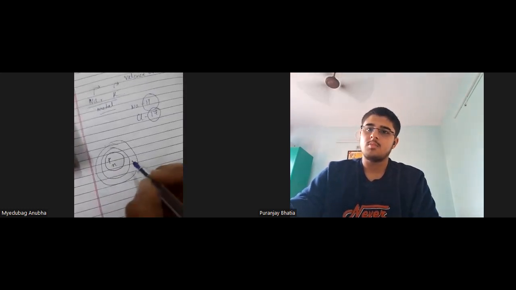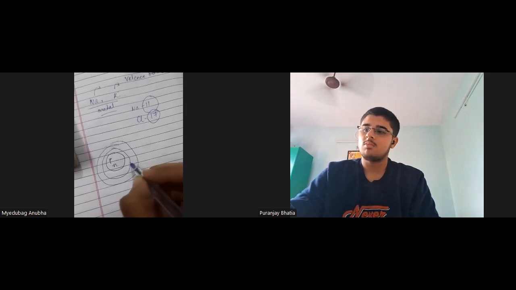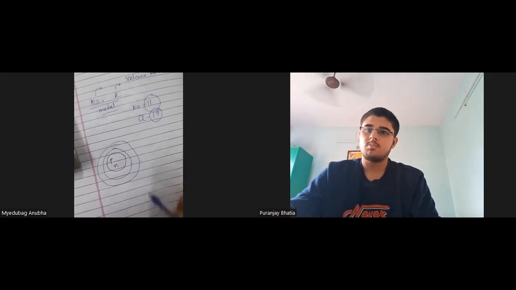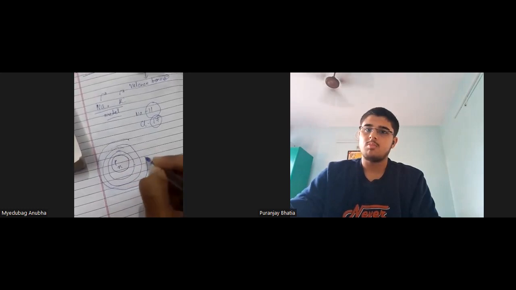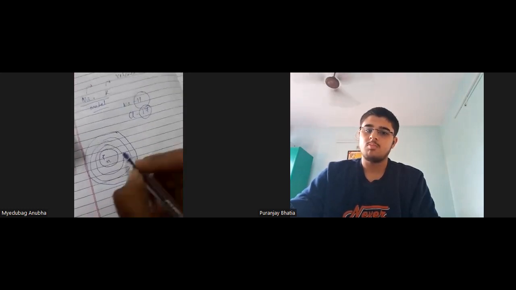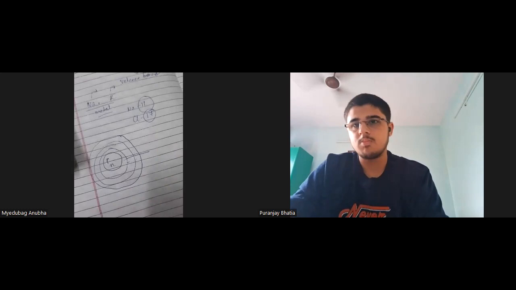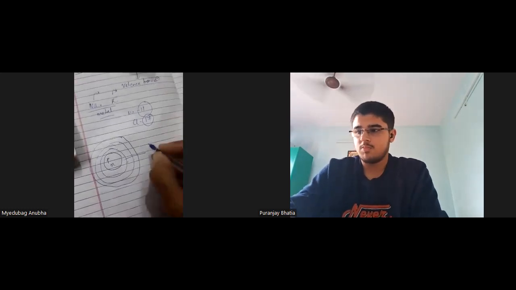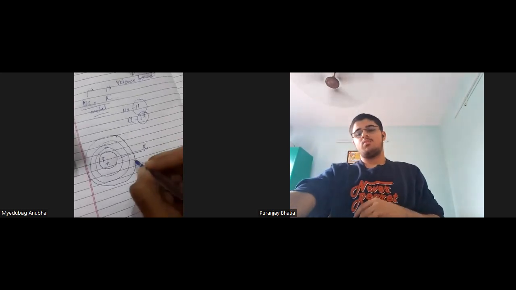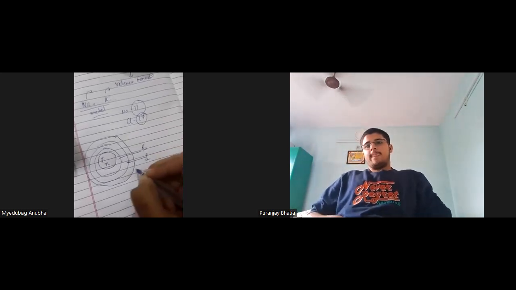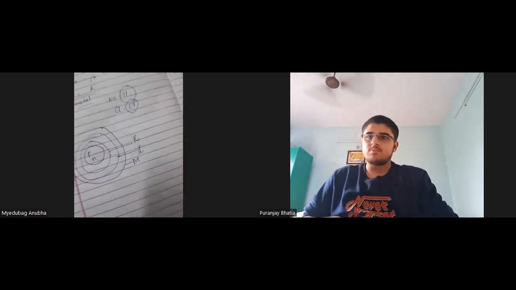So if it is asking you for two shells, then you need to draw two orbits. If it is asking you for three shells, an energy level diagram or the structure of an atom with three shells, then this is the three shells. How do we name these shells? The naming starts from the alphabet K. The first shell is known as K, the second shell is known as L, then M, and so on.